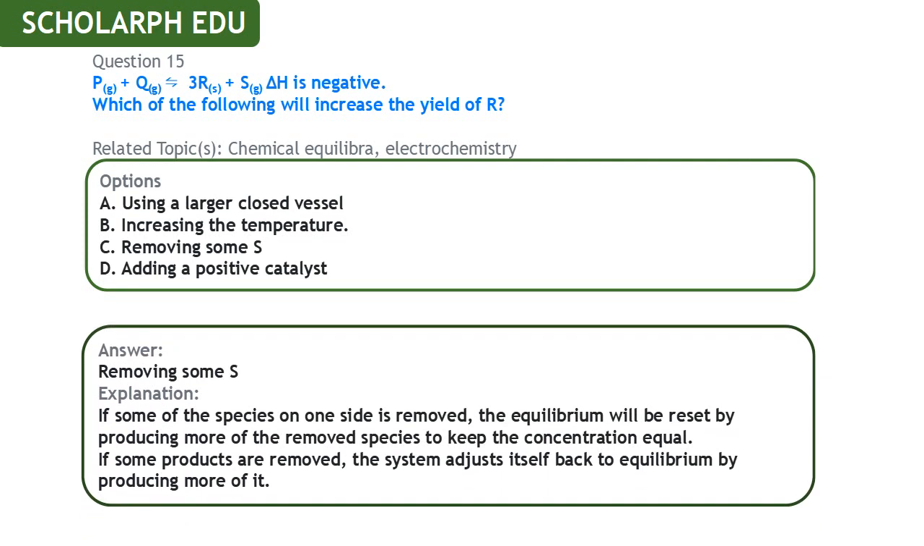That would be removing some of this S here. When a species on one side of the equation is removed, the equilibrium of that system will be altered. The system is going to adjust so as to produce more of that substance that has been removed, so it will shift to the side of that substance. So it will increase the yield of R, which is on this side. We can just remove this. We have this on the same side as R, so removing this is going to increase the yield of R. It will shift the equilibrium position to the right.